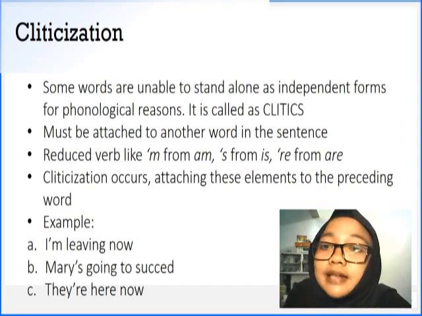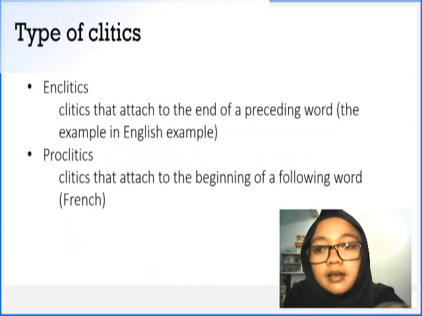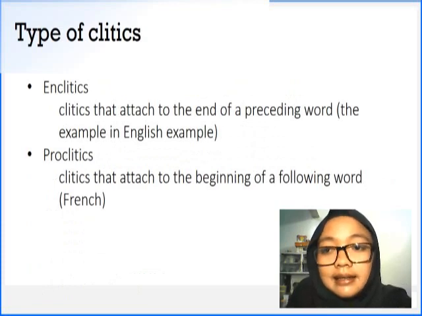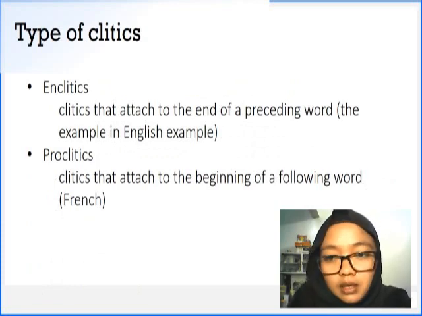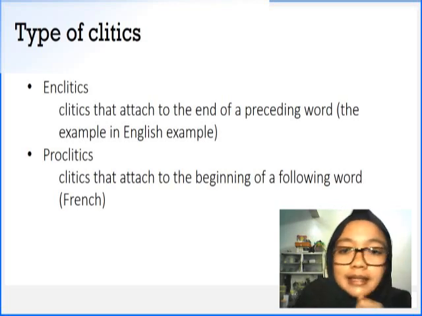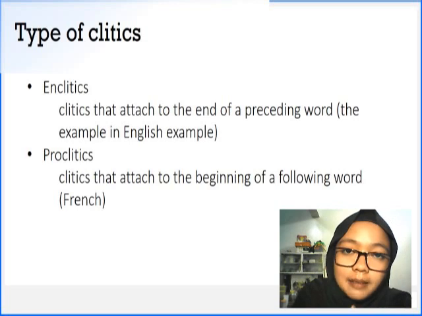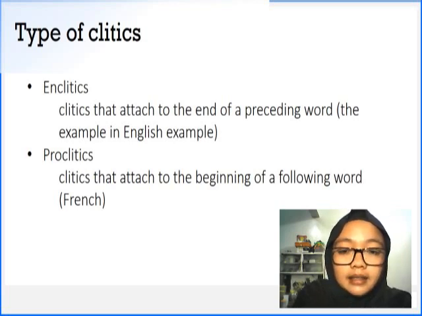Next, we have the types of clitic. What are they? The first is enclitic and the second one is proclitic. An enclitic is a clitic that attaches to the end of the preceding word. Mostly the English examples are enclitics. Proclitics we can find in French. So we only focus on enclitics, since English only has enclitics.